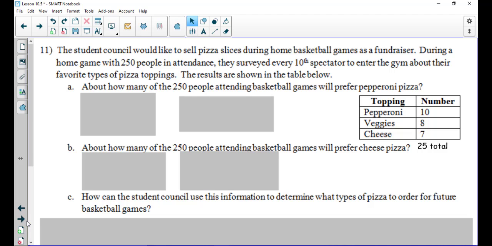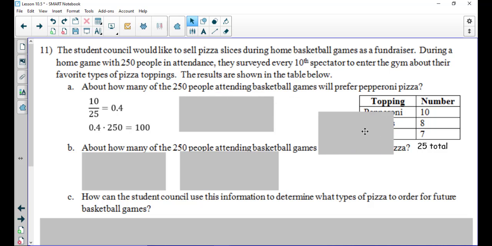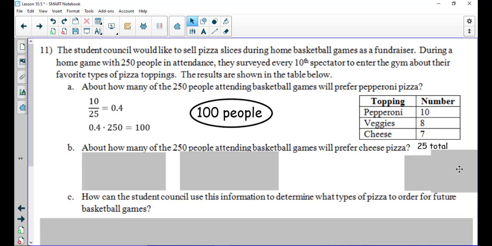Well, 25 people were polled, which seems like a pretty small sample size. We get that by either adding the 10, 8, and 7 from our table, or taking 250 divided by 10, since every 10th spectator, in a systematic way, was chosen to ask about their favorite types of pizza toppings. So what I did was take my 10 out of 25, since 10 people preferred pepperoni pizza. 10 divided by 25 is 0.4, and then I took 0.4 times 250 to get 100. So we would expect about 100 people to prefer pepperoni pizza.